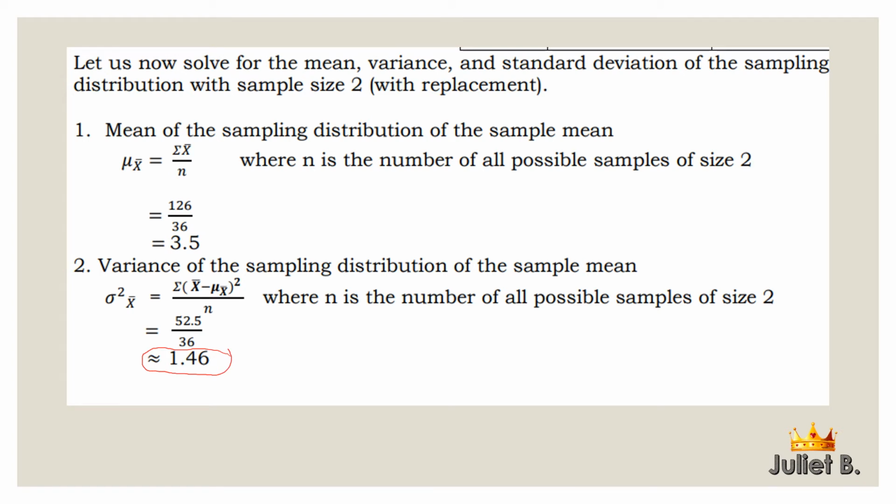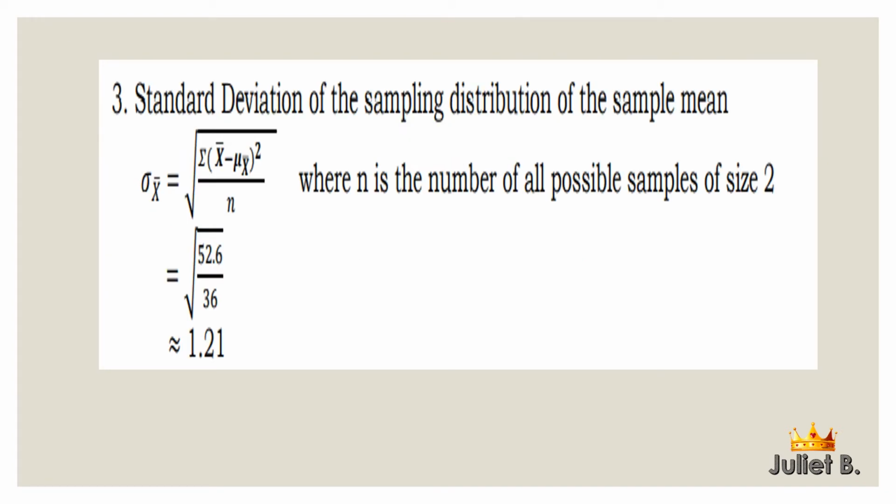Moving on, for the standard deviation of the sampling distribution of the sample mean, we have, of course, as I have said, this is just the square root of the variance. So what we're going to do is the square root of 52.5 divided by 36, and that is 1.21.